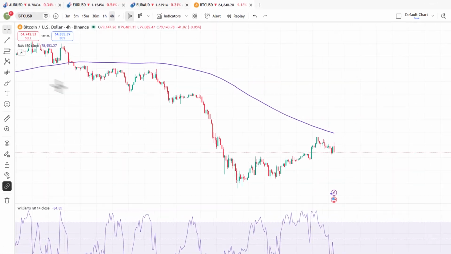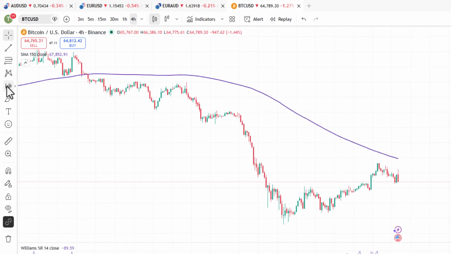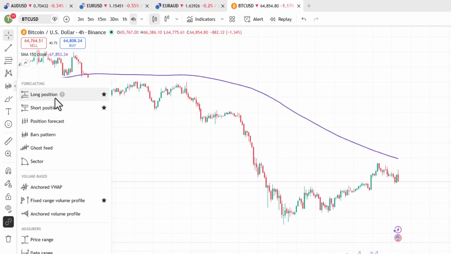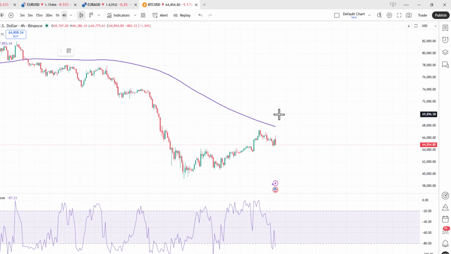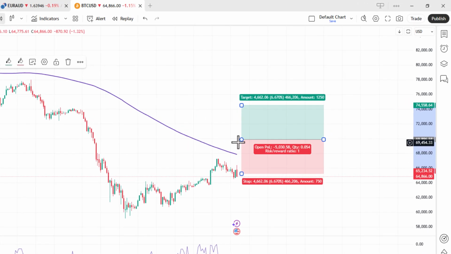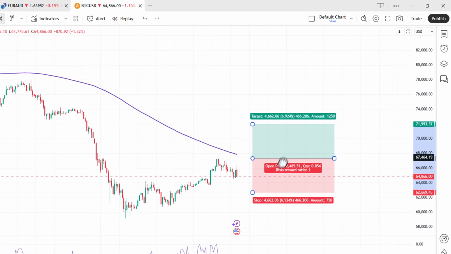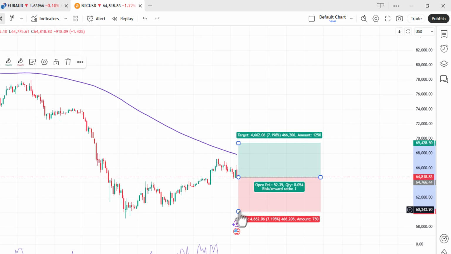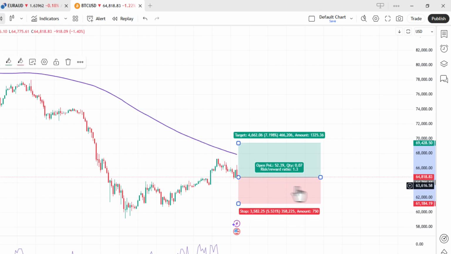So go to the left toolbar, and over here you can click and hold, and the first one will be the long position. So click it, and then click somewhere on the chart. Now, what you can see here is this middle line. This is the entry level. This red section over here represents a losing area with the stop loss level being here. The green represents a profitable area with the take profit being the upper zone.